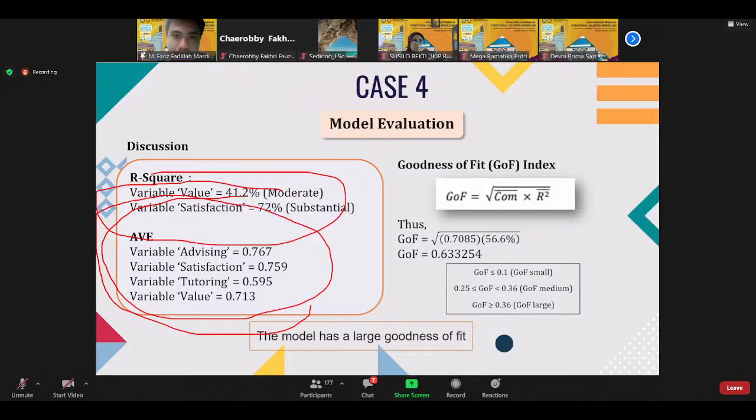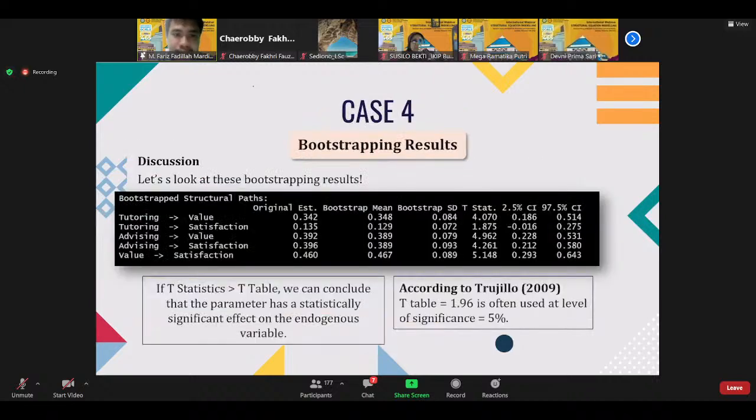And about the bootstrapping result, let's look at this bootstrapping result. When the T statistic is greater than the T in the table, we can conclude that the parameter has a statistically significant effect on the endogenous variable. Endogenous variable means a dependent variable. According to Trujillo 2009, the table value 1.96 is often used at the 5% significance level.